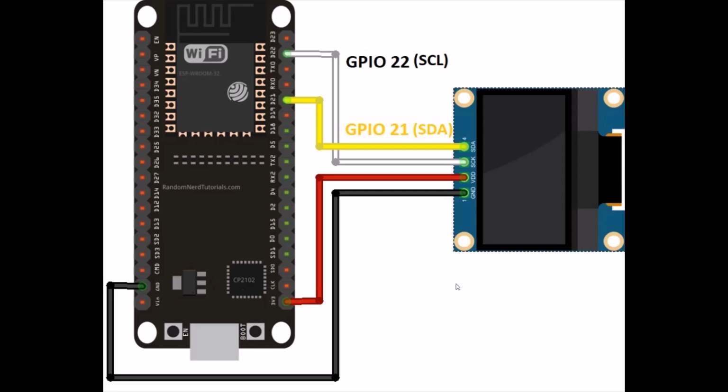Hello everybody, today we're gonna see how to draw on OLED 1306 display and use it with ESP32. First, let's look at the circuit.